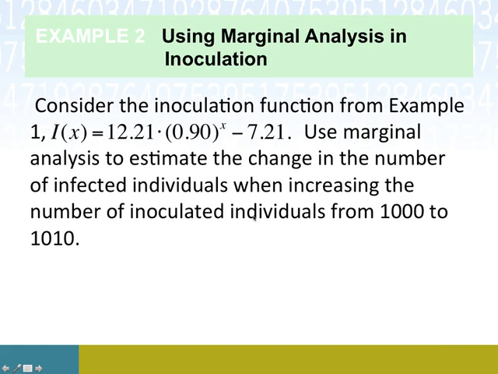So, another example, but we're going to make use of the same function. We'll steal our hard work from example 1, reuse this inoculation function, and now our task is to apply marginal analysis to estimate the change in number of infected people when we move from 1,000 inoculated people to 1,010. So in other words, what's the effect of inoculating those extra 10 people? How does that change our number of infected people?